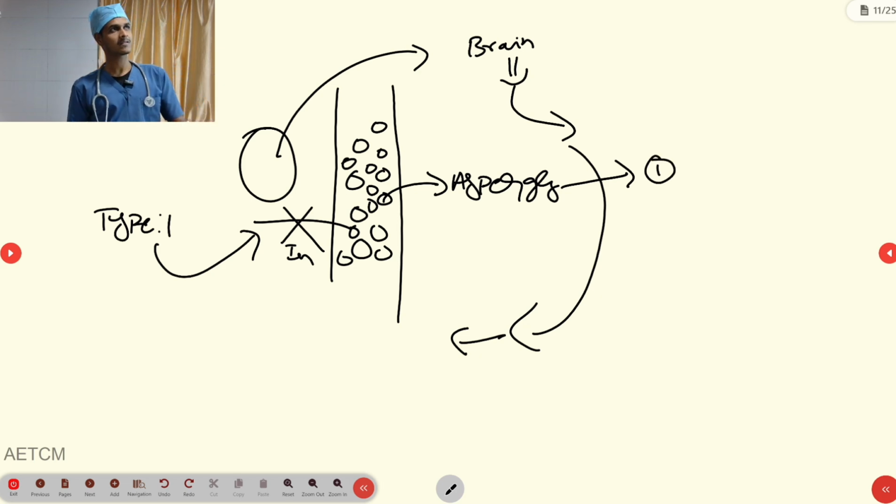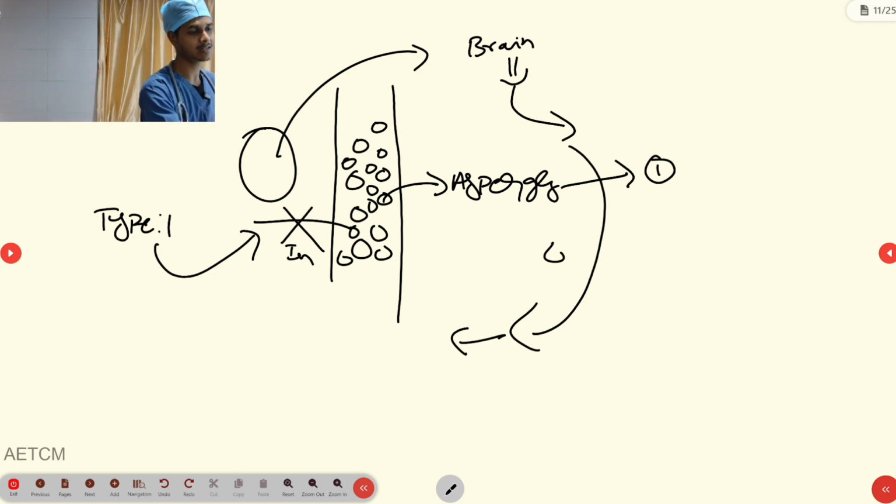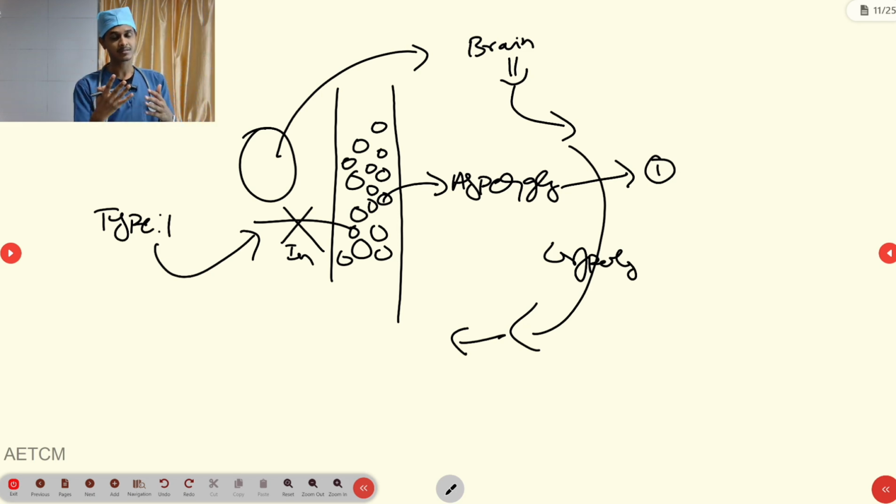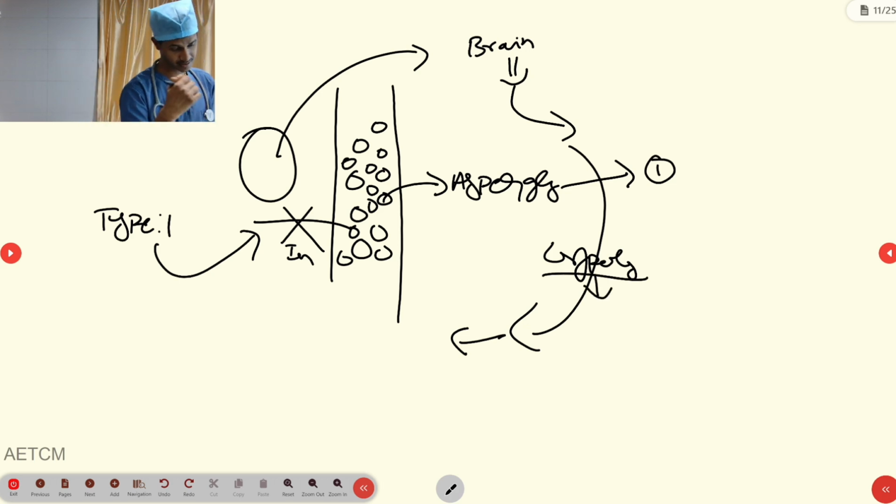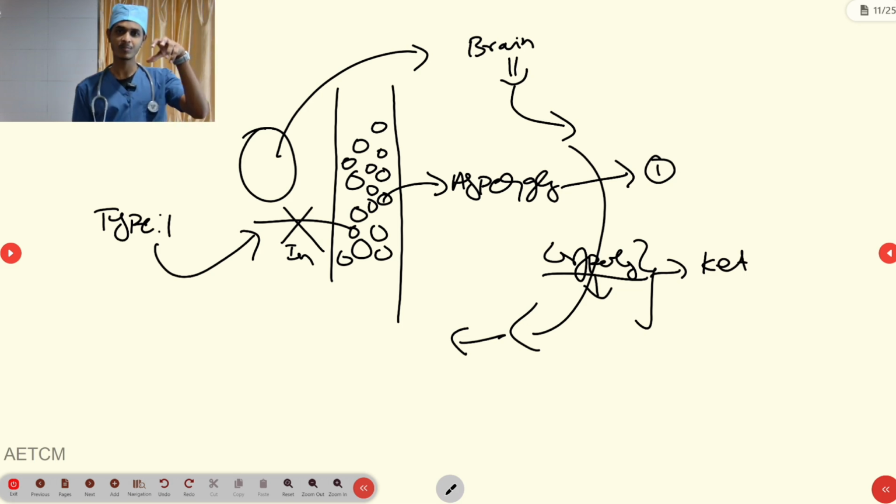The second thing that will happen, because of this compensatory mechanism, is some unwanted metabolism like lipolysis and gluconeogenesis. Those are some processes that will also happen in your body. Because of this lipolysis you will get ketone bodies. The end product of lipid metabolism is ketone bodies. So ketone bodies will form.